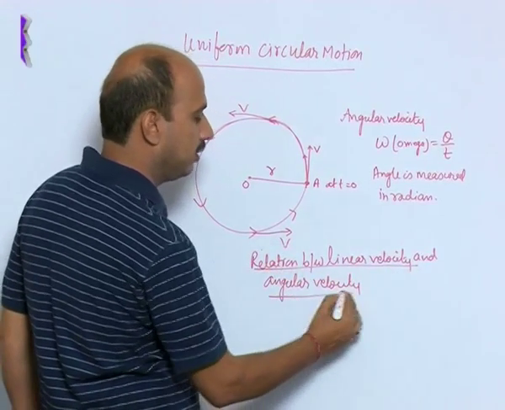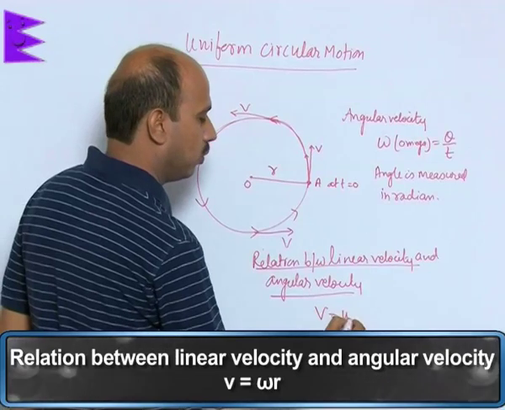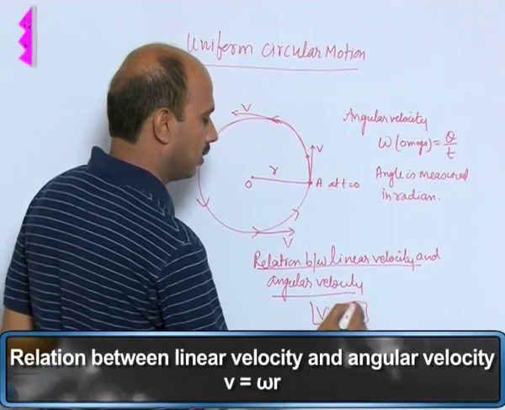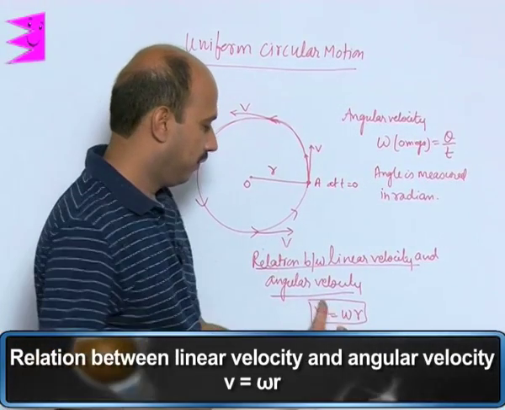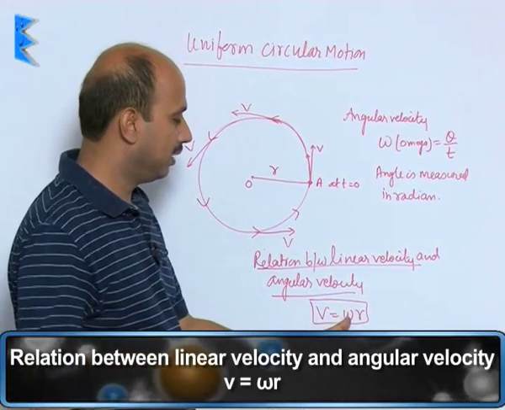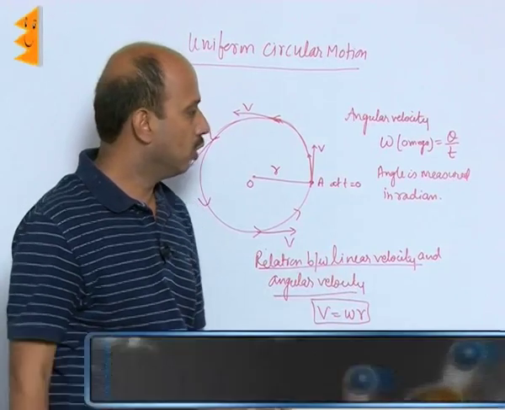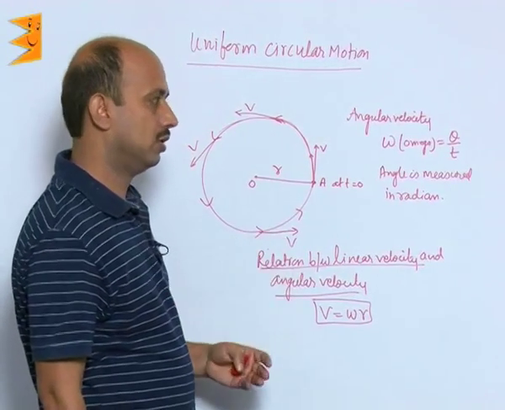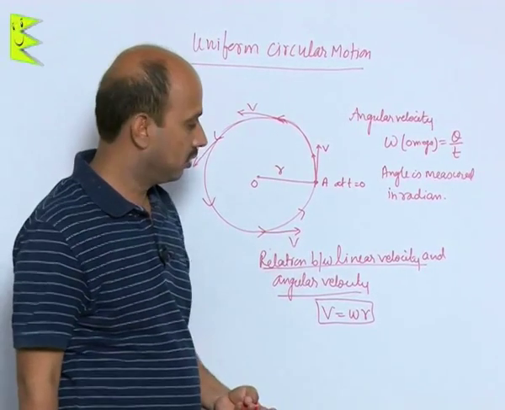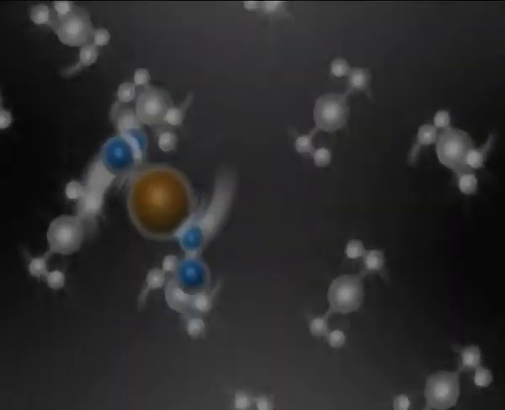This relation is simply v is equal to omega into r. So here v is linear velocity, omega is angular velocity, and r is the radius of the circle. So now we will do examples, that means questions related to this, in the next slide.